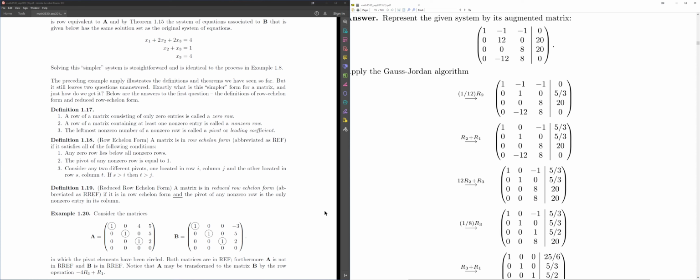So if it is REF, you want to make sure that if you have a pivot, like this one over here, you divide through so you get 1. For a matrix to be REF, your pivots have to be equal to 1. So for example, this matrix here is not REF, because this pivot here is not equal to 1.